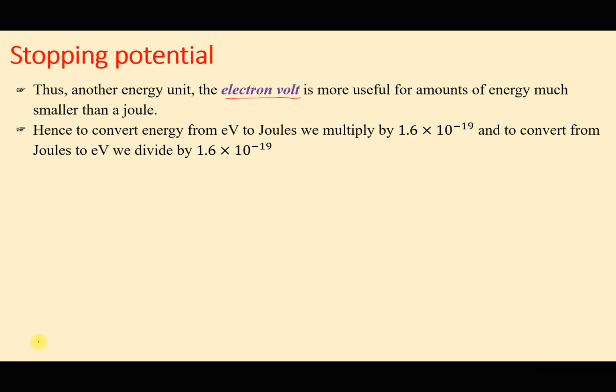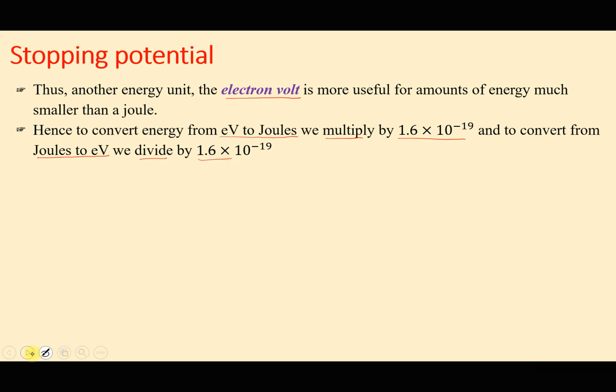Hence, to convert energy from electron volts to joules, we shall always multiply by 1.6 times 10 to the power of minus 19, as we did in nuclear physics. And to convert from joules back to electron volts, we shall just divide. Electron volts to joules, we multiply. Joules to electron volts, we divide. You should now be comfortable with converting either way.